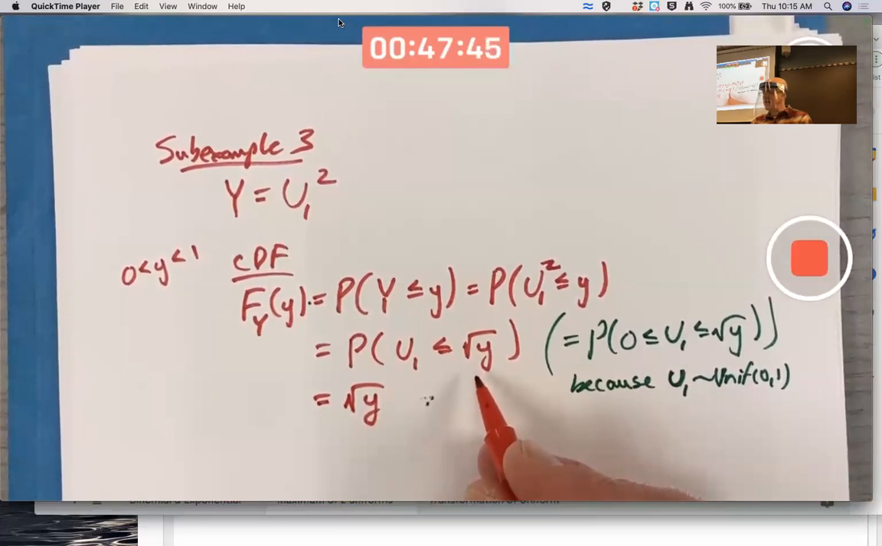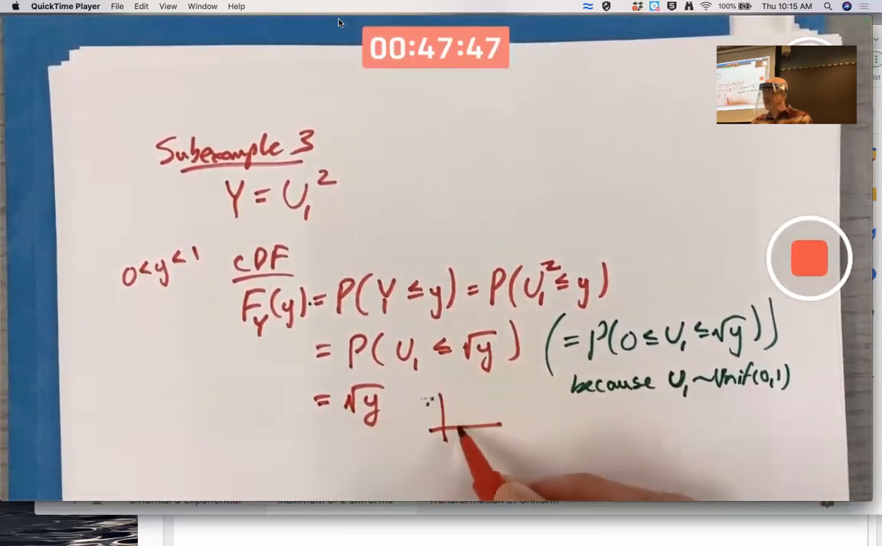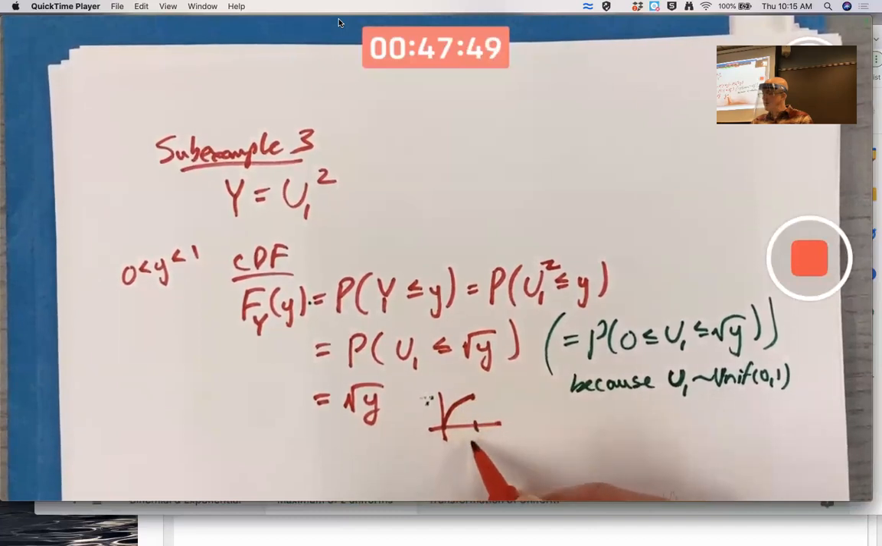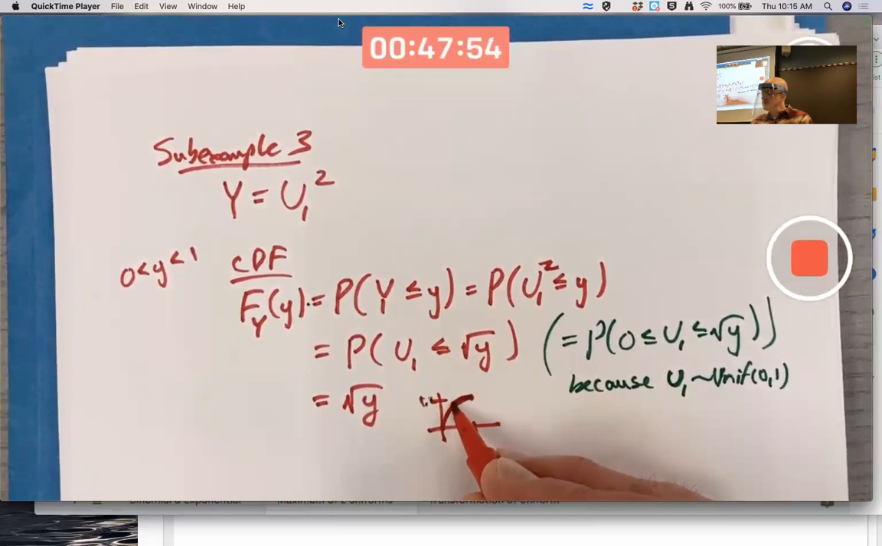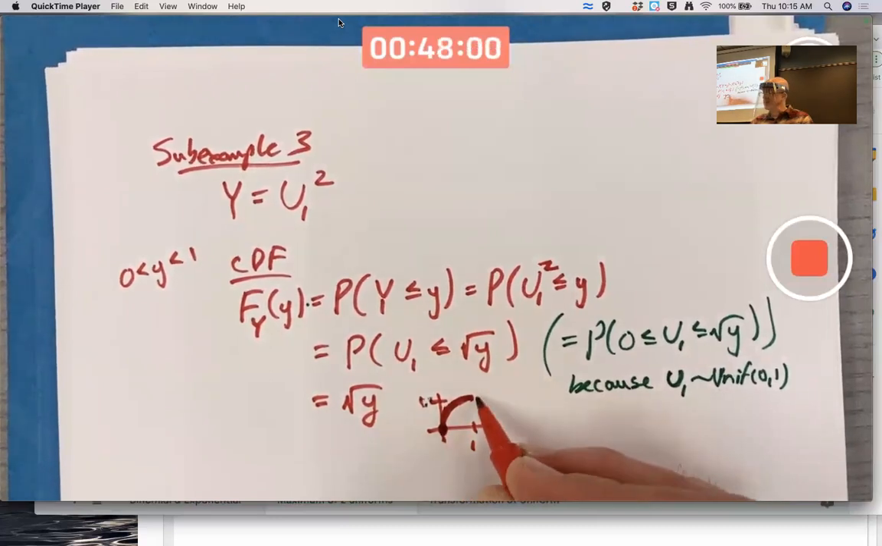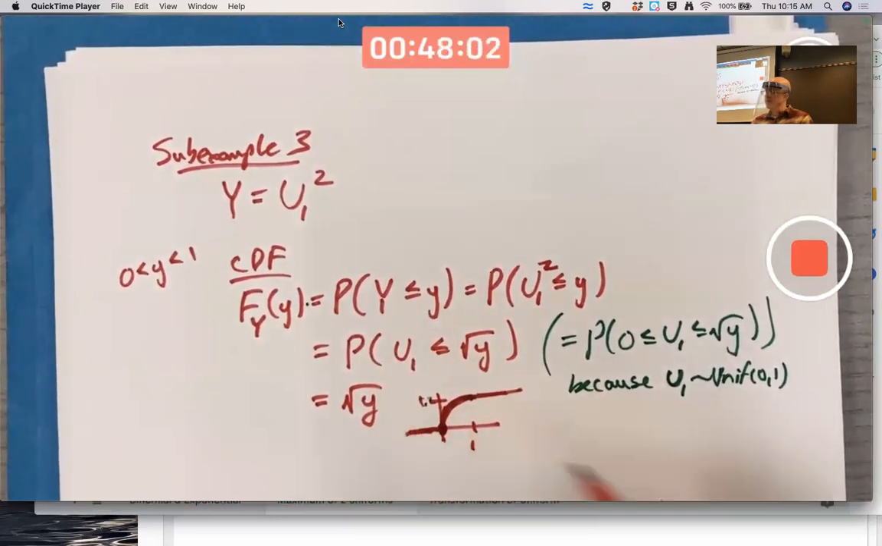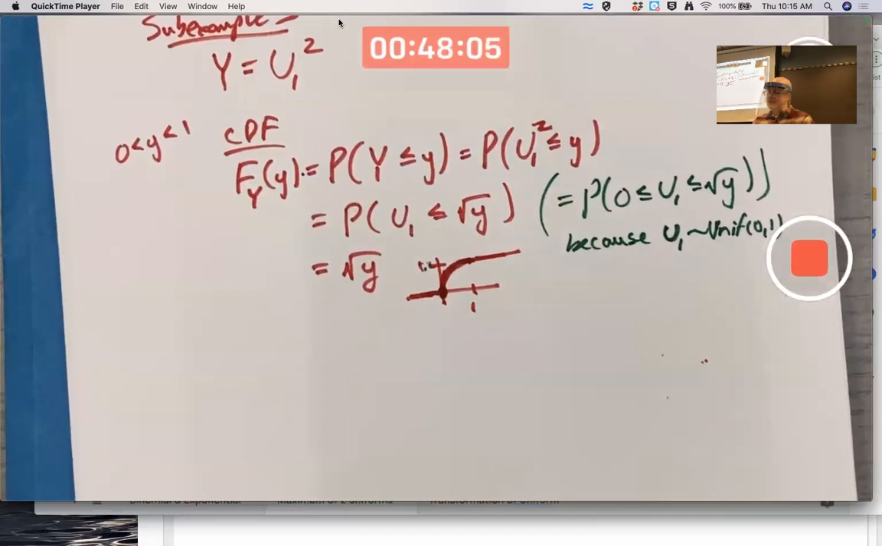I guess that's the CDF, and its graph would look like this, and it does go from 0 to 1 as the input goes from 0 to 1. It's not a parabola. It's steeper near the origin than a parabola is. In fact, it becomes infinitely steeper as you approach the origin. That's the CDF.